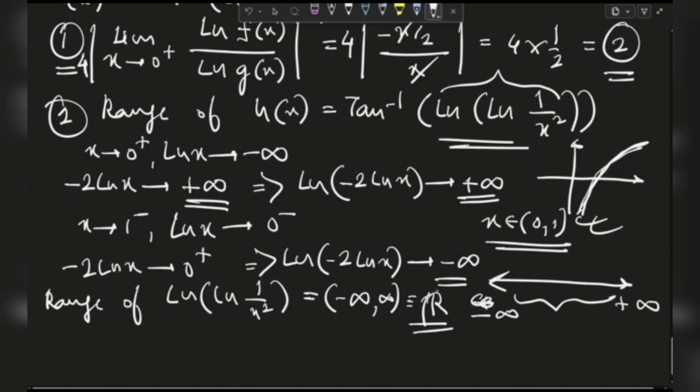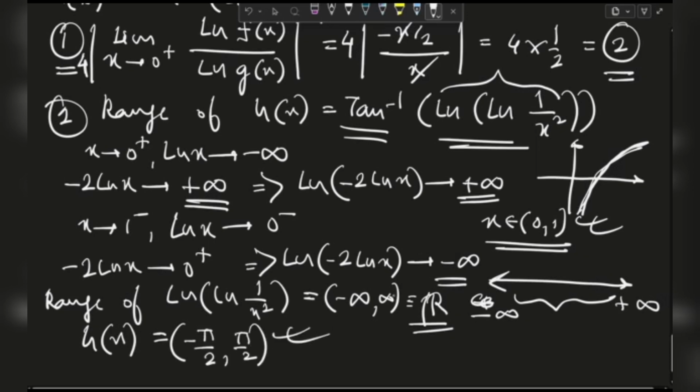Now all real numbers is not our cup of tea here, because we also have to put tan inverse. If we put tan inverse with this, h of x will have a range of minus pi by 2 to pi by 2. That's the range for this particular function, and the range was given as a comma b, and we have to find a plus b. So a plus b is 0. So the first part's answer is 2 and the second part's answer is 0.